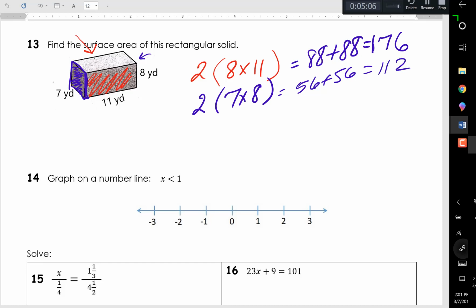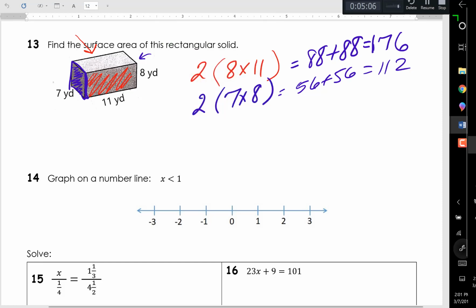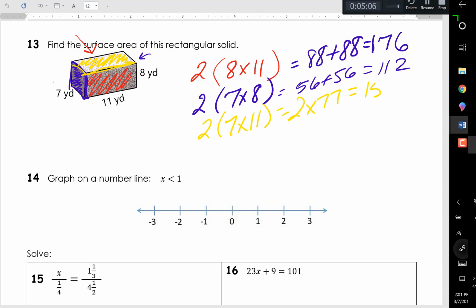And then you also have the top and the bottom. The top is 7 by 11. So 2 times 7 by 11. So 2 times 77, which is 154. So if you add all these up, 8, 9, 14, carry the 1, 1, 2, 3, 4, 442 square yards.